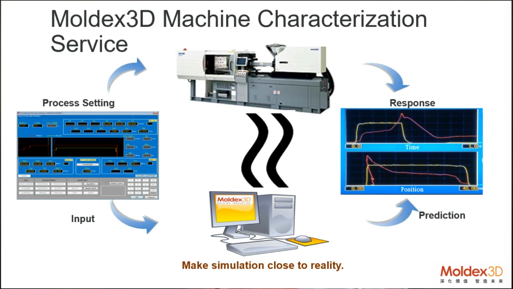And after we close this gap with our software and the real machine interface, we can also close the gap between CAE engineers and process engineers. So with all these gaps being eliminated, being closed, we can finally achieve the transition from smart design to smart manufacturing. So this is what our Moldex3D machine characterization service can provide to our customers.